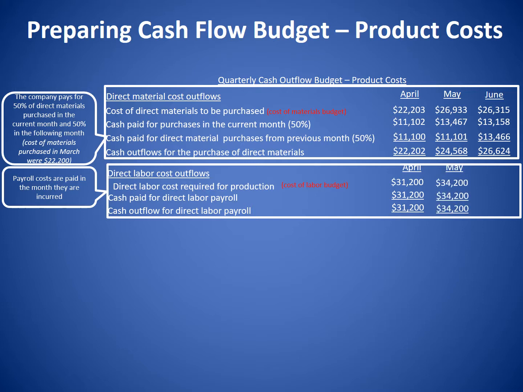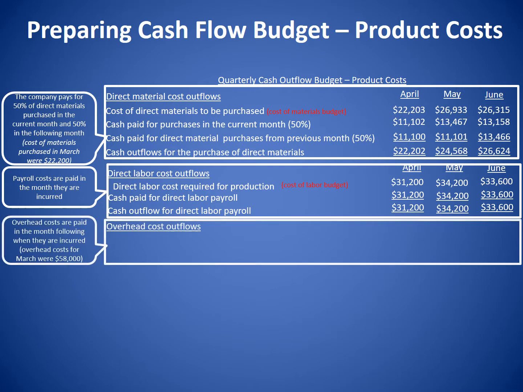Okay, the same thing in May. We get our direct labor costs required for production from our production schedule, $34,200. The cash paid for our direct labor is $34,200, so the cash outflow is $34,200. We perform the same calculation for June. Now we take on the overhead cost outflows. Now, overhead costs are paid in the month following when they are incurred.